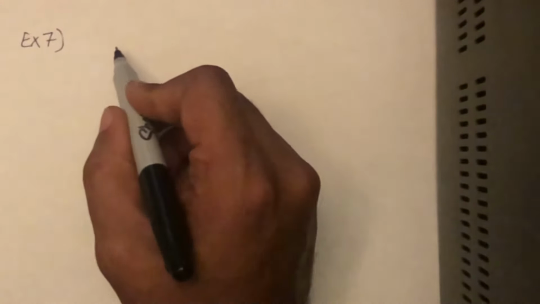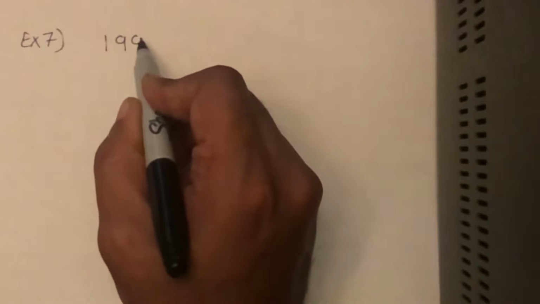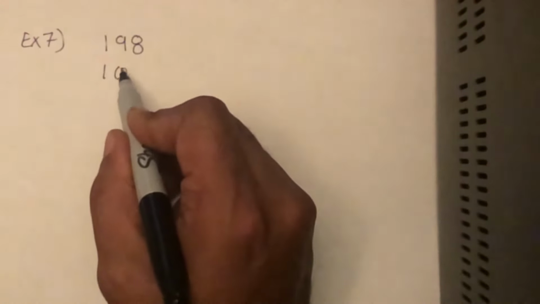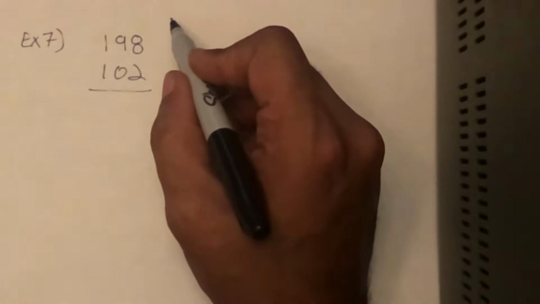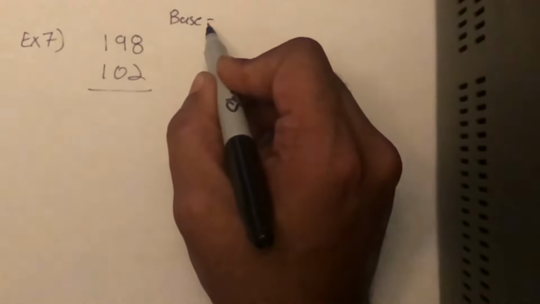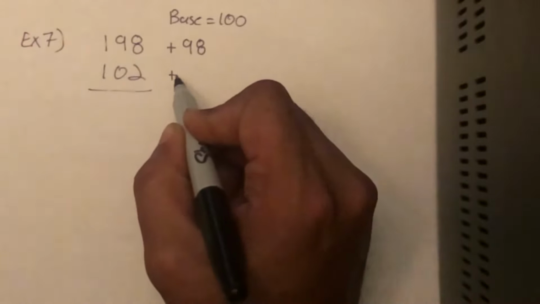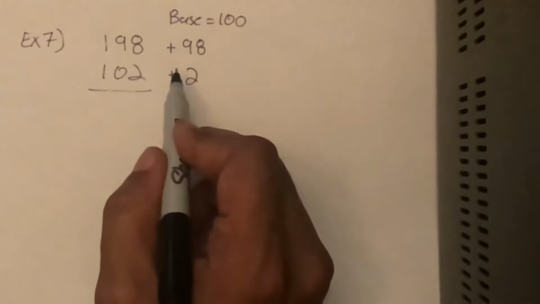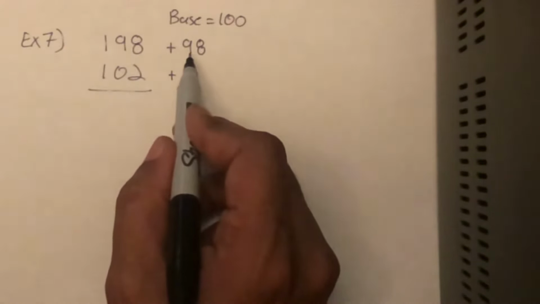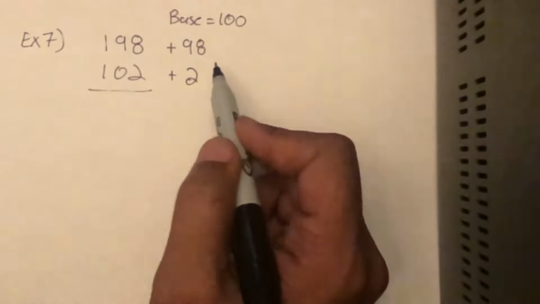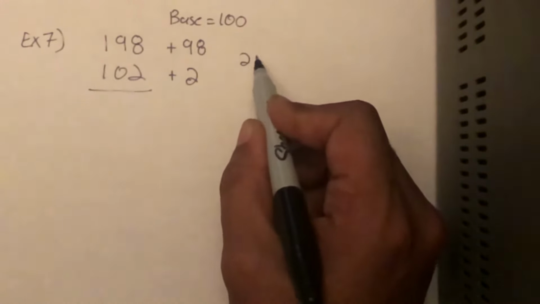Example 7. Let's do 198 times 102. Good example right here to understand the idea. What's the base? 100. This has a surplus of 98 from 100. This is a surplus of 2. You should definitely cross add this way. Or you can say 98 plus 2 is 100. 100 plus 100 is 200, first part of my answer.